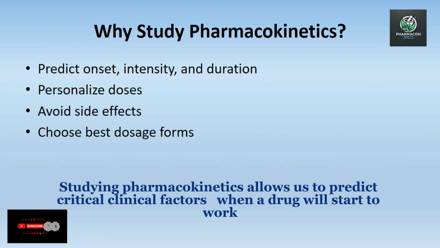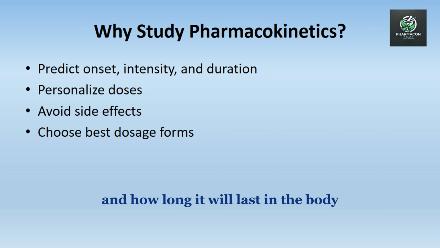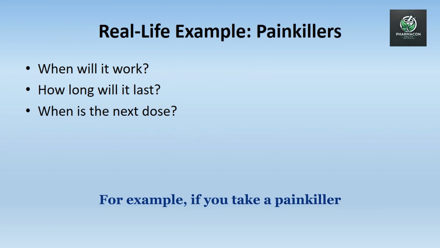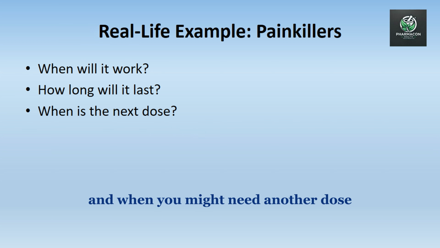Why and how is pharmacokinetics studied? Studying pharmacokinetics allows us to predict critical clinical factors: when a drug will start to work, how strong its effect will be, and how long it will last in the body. For example, if you take a painkiller, you want to know how soon it relieves your pain, how long the relief lasts, and when you might need another dose.